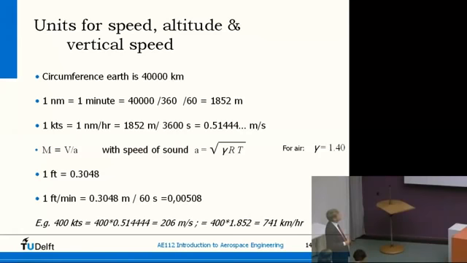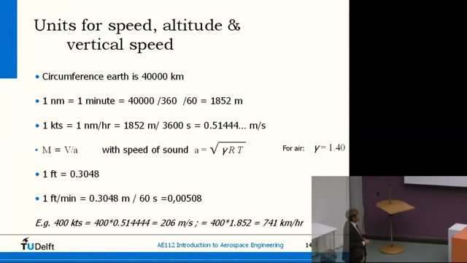The knot is basically the nautical mile per hour, not to be confused with the imperial mile per hour that UK or US cars use, because that's 1.6 kilometers, and the nautical mile is 1.85 kilometers. So divided by 3,600 seconds, this is how you get to this factor, 0.51444 meters per second.